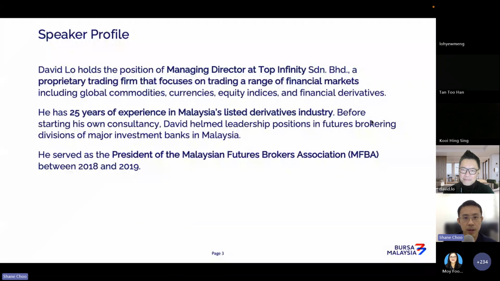He holds the position of Managing Director at Top Infinity Sdn Bhd, which is a proprietary trading firm that focuses on trading a range of financial markets, including global commodities, currencies, equity indices, and financial derivatives. He has 25 years of experience in Malaysia's listed derivative industry. Before starting his own consultancy, he held leadership positions in futures brokering divisions of major investment banks in Malaysia. He served as the president of the Malaysian Futures Broker Association between 2018 and 2019. So he's none other than Mr. David Loh. So David, how are you today?